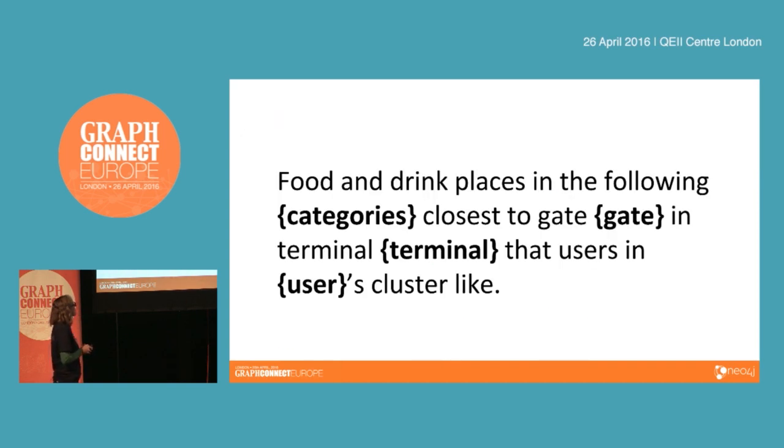So now, let's consider food and drink places in the following categories, closest to some gate in some terminal, that users in that user's cluster like. So now we've gone beyond just users similar to that user, to users who are in the same cluster as that user. And presumably at this point, we've deleted those distance relationships because we've gone this route instead.